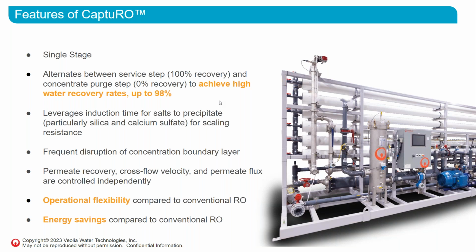So thus, there's a concentration boundary layer at the surface of the membrane. That's generally where things are more concentrated, and that's generally where the fouling occurs on a membrane. So we frequently disrupt that concentration boundary layer by constantly purging out all the contents from the system during our purge step. So frequently disrupting that concentration boundary layer allows for improved membrane scaling control. So these features that I described offer sustainability with respect to lower energy consumption, waste minimization, and lower chemical consumption, and improved operational flexibility.